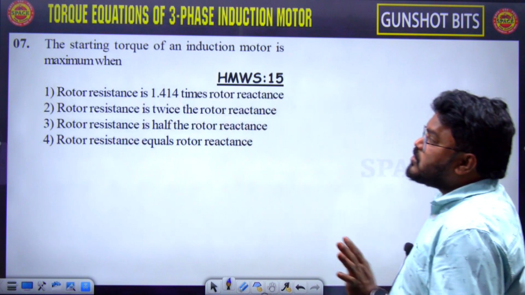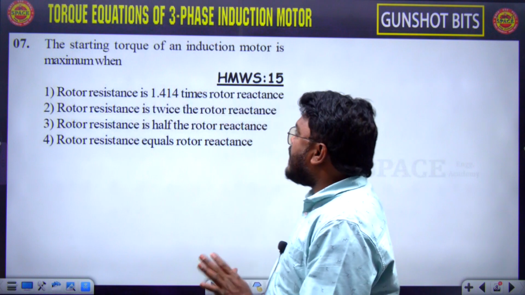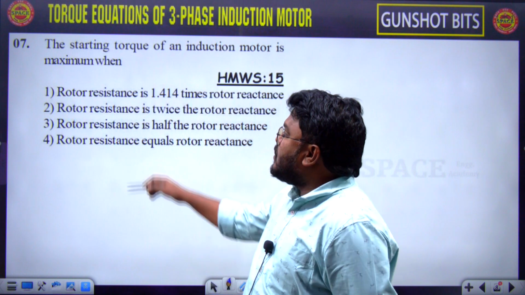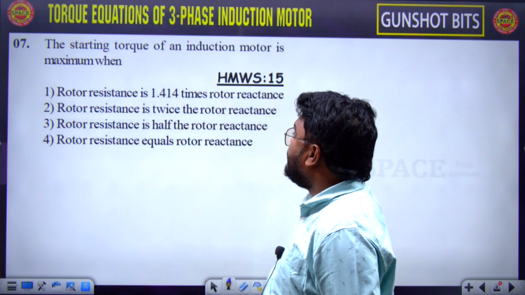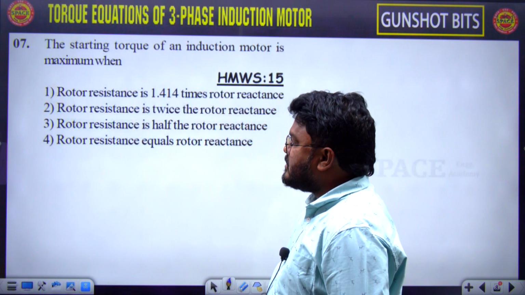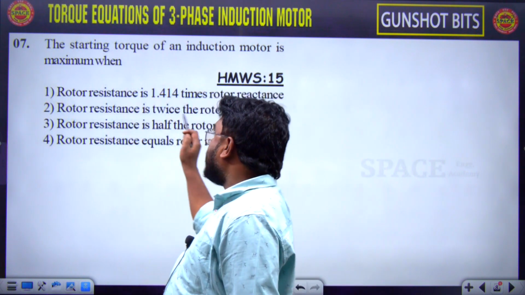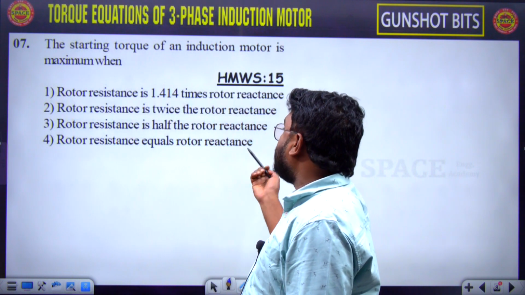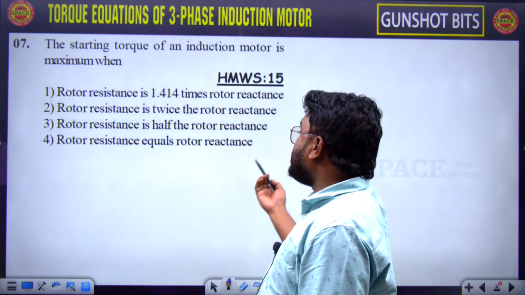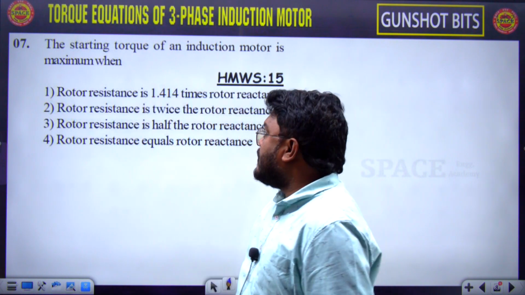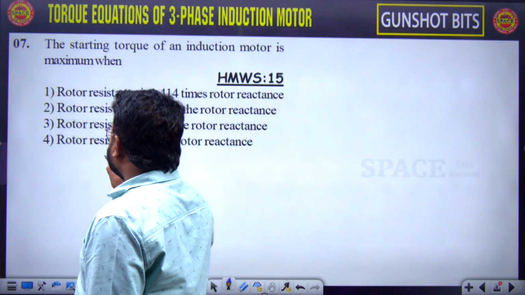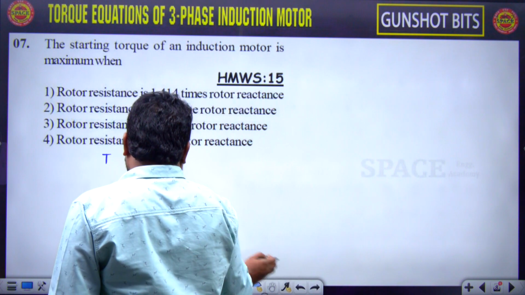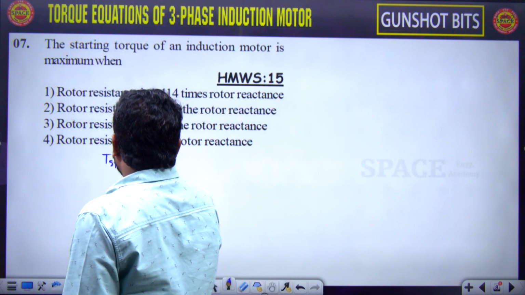And next let us solve question number 7. The starting torque of an induction motor is maximum when: the rotor resistance is 1.414 times the rotor reactance, the rotor resistance is twice the rotor reactance, the rotor resistance is half of the rotor reactance, or the rotor resistance is equal to the rotor reactance. The starting torque of the motor is maximum.